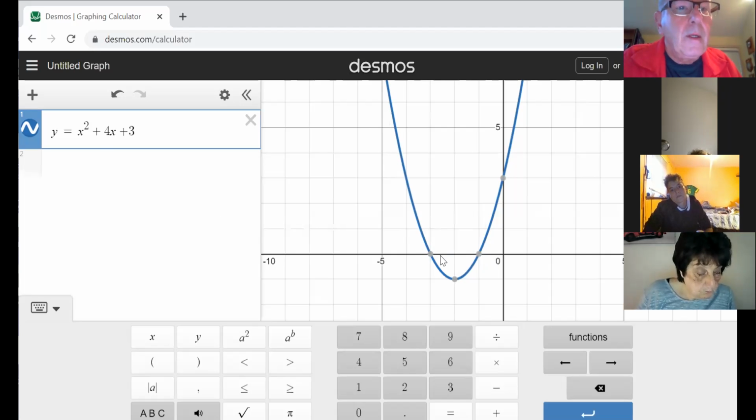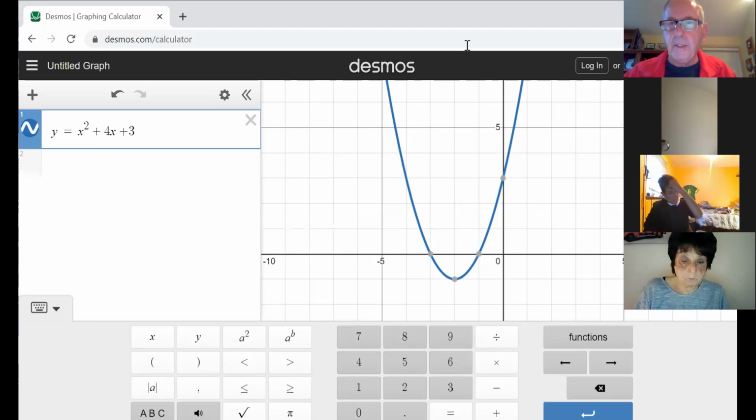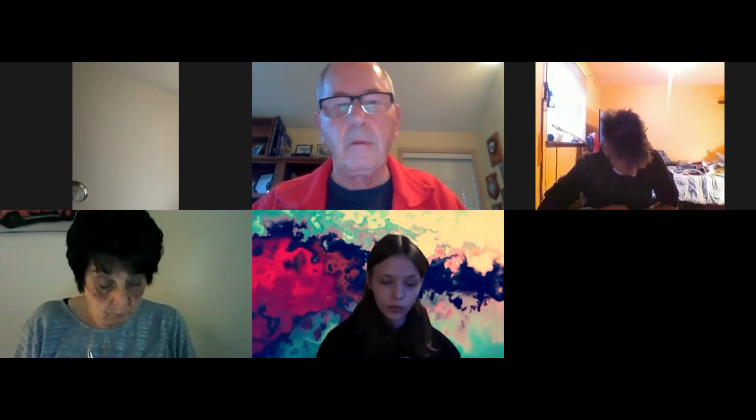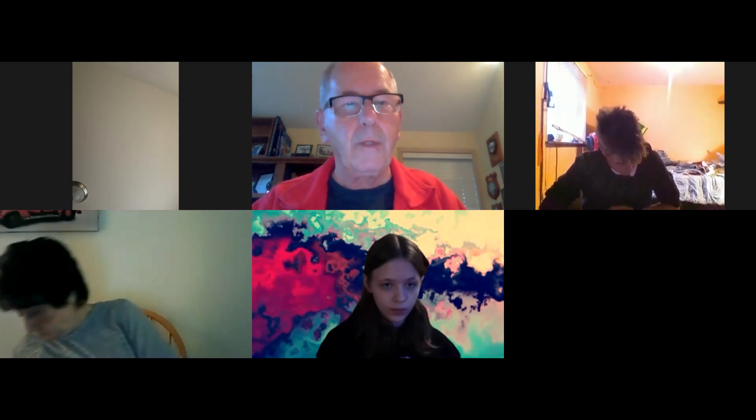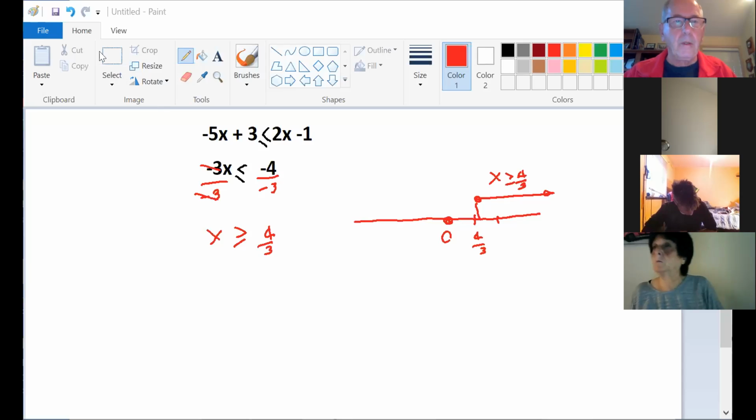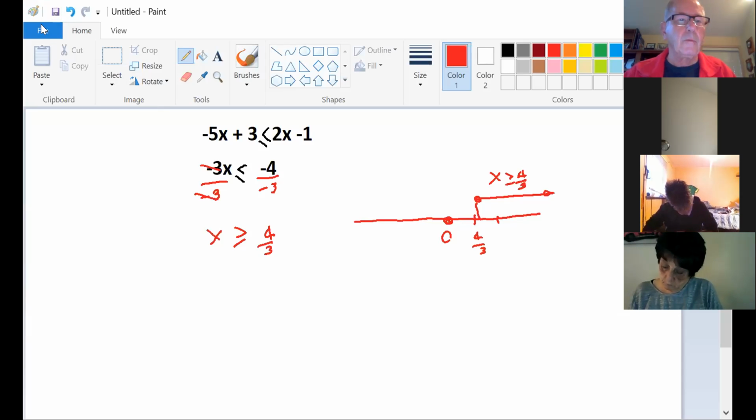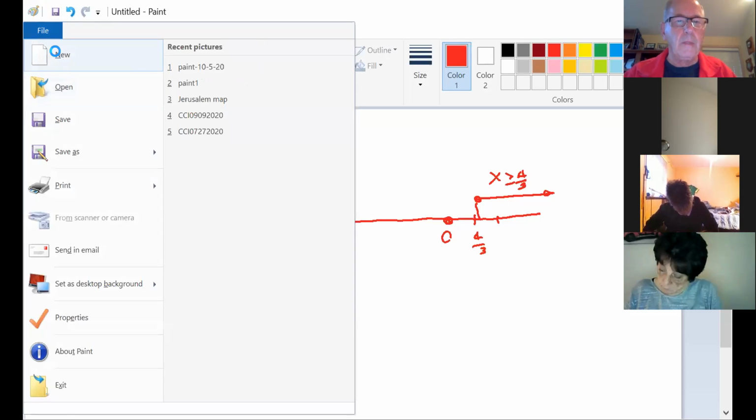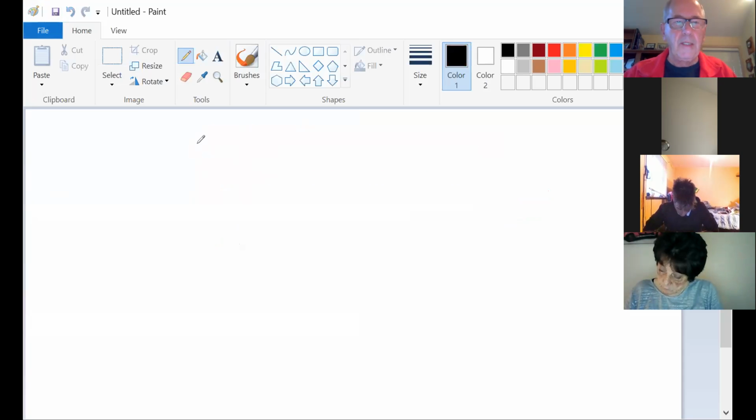X squared plus 4x plus 3. So if I can stop sharing that and go to the board, go to my whiteboard. I can find it now. Wrong whiteboard. Right here. Okay, so bear with me. So we've got this quadratic equation. It's all going to make sense here.